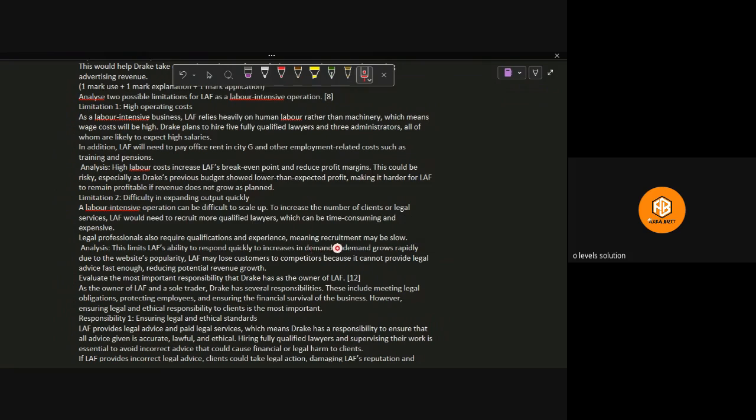It means that if, let's say, in the future the demand will increase, it will be difficult for him to hire employees quickly, and LAF may lose customers to competitors because it cannot provide legal advice fast enough. So it will be reducing the potential revenue growth as well. Since he is a completely labor intensive operation, it's really difficult for him in the future to meet the increased demand for legal services and clients.